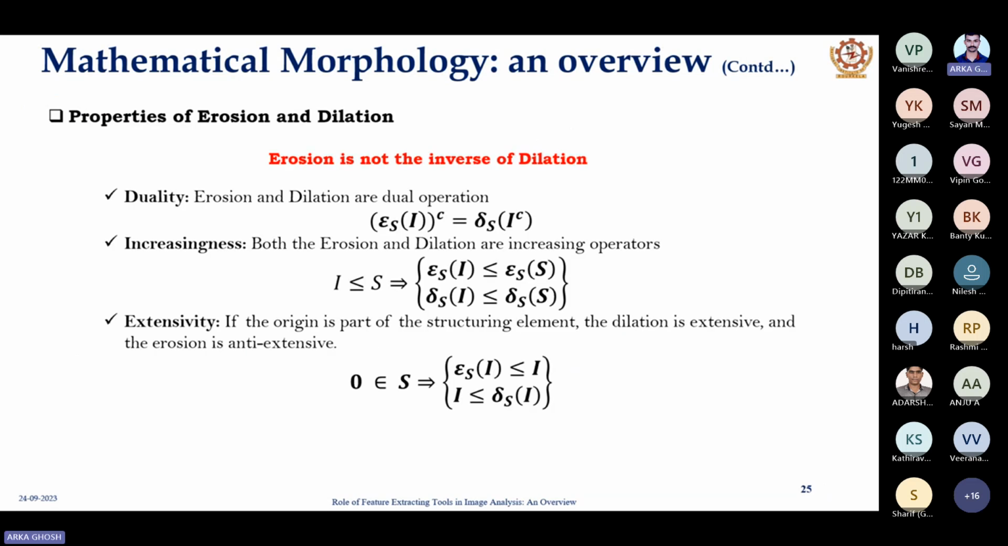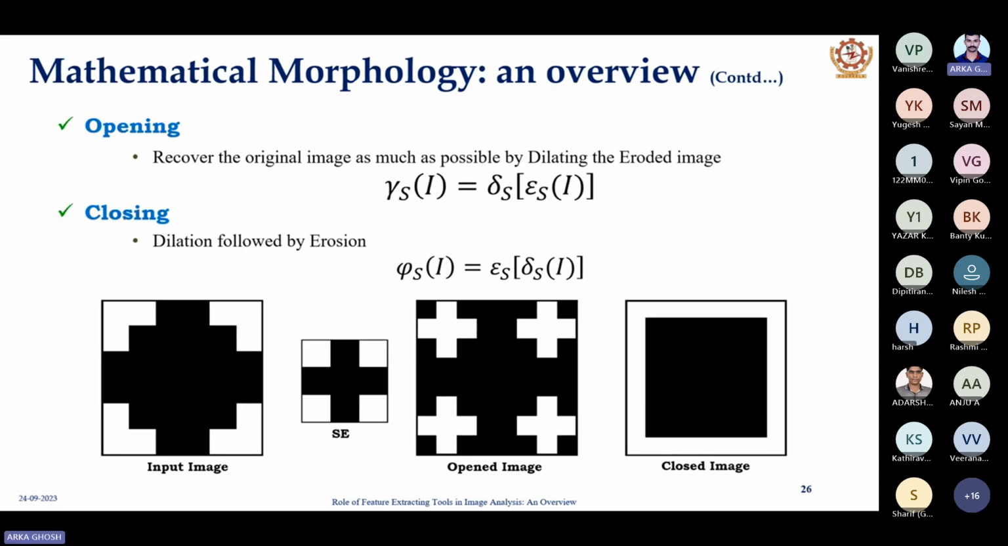These are some mathematical properties of those operations. As these two are the fundamental operations of mathematical morphology, the combination of these two makes other operations like opening and closing. What is that? Erosion followed by dilation is the opening, and dilation followed by erosion is the closing operation, right? So why is it necessary?